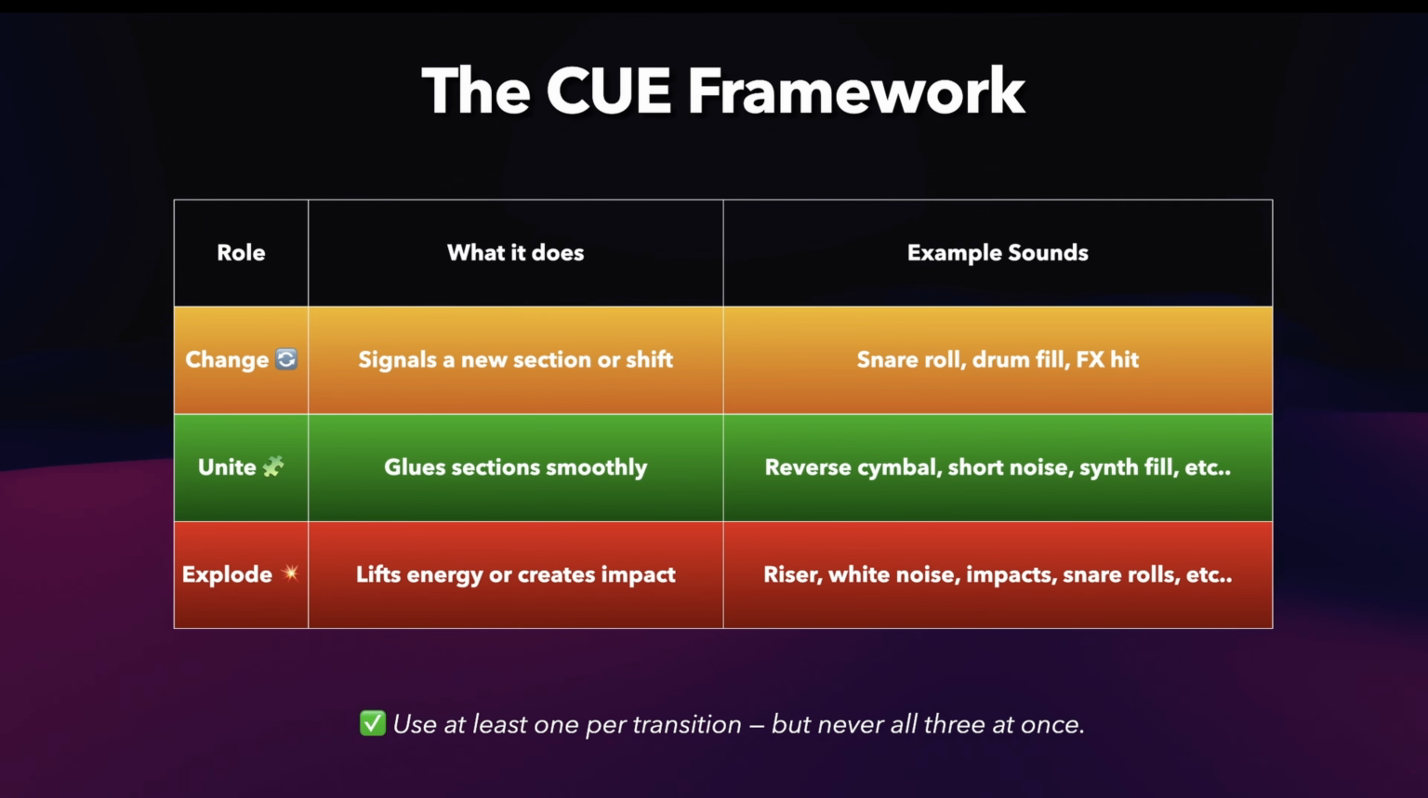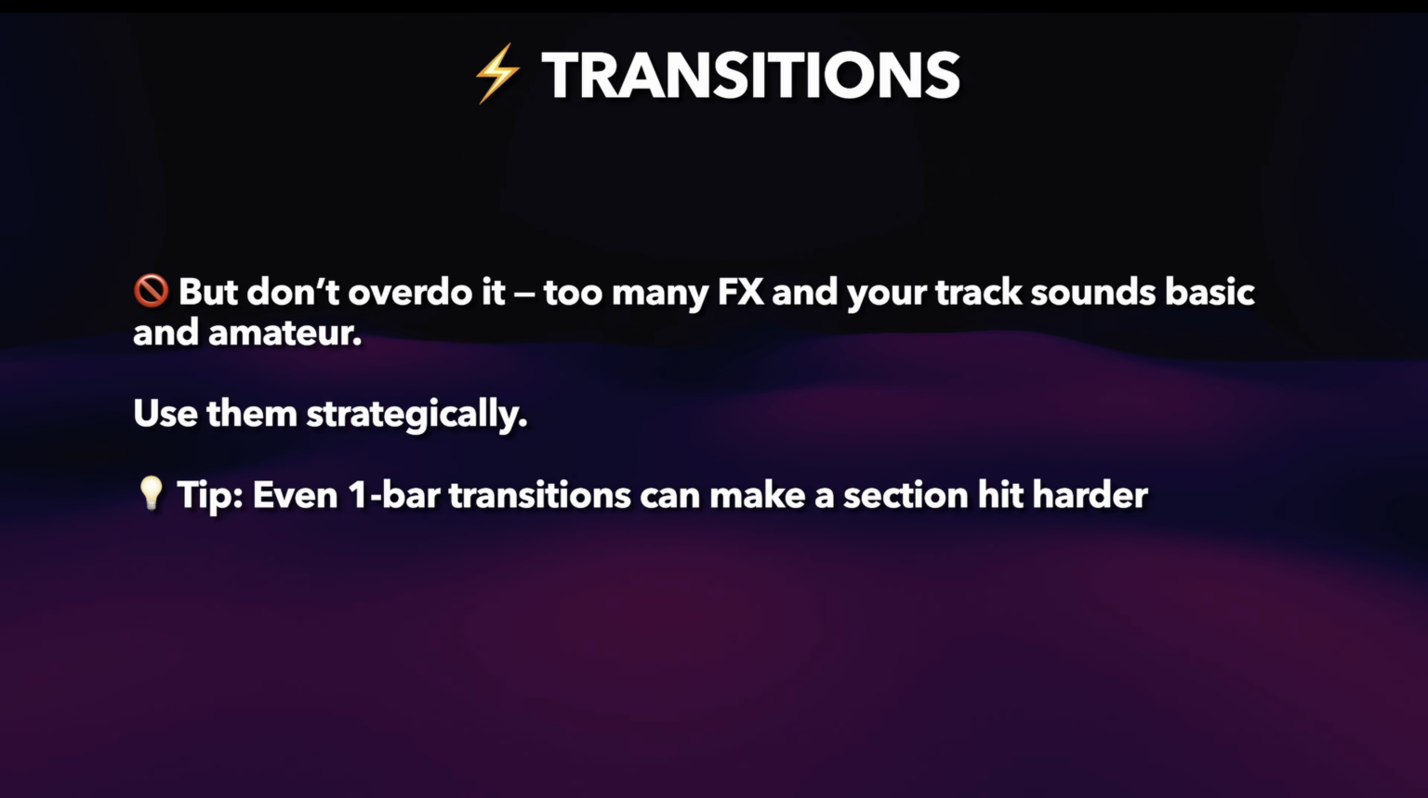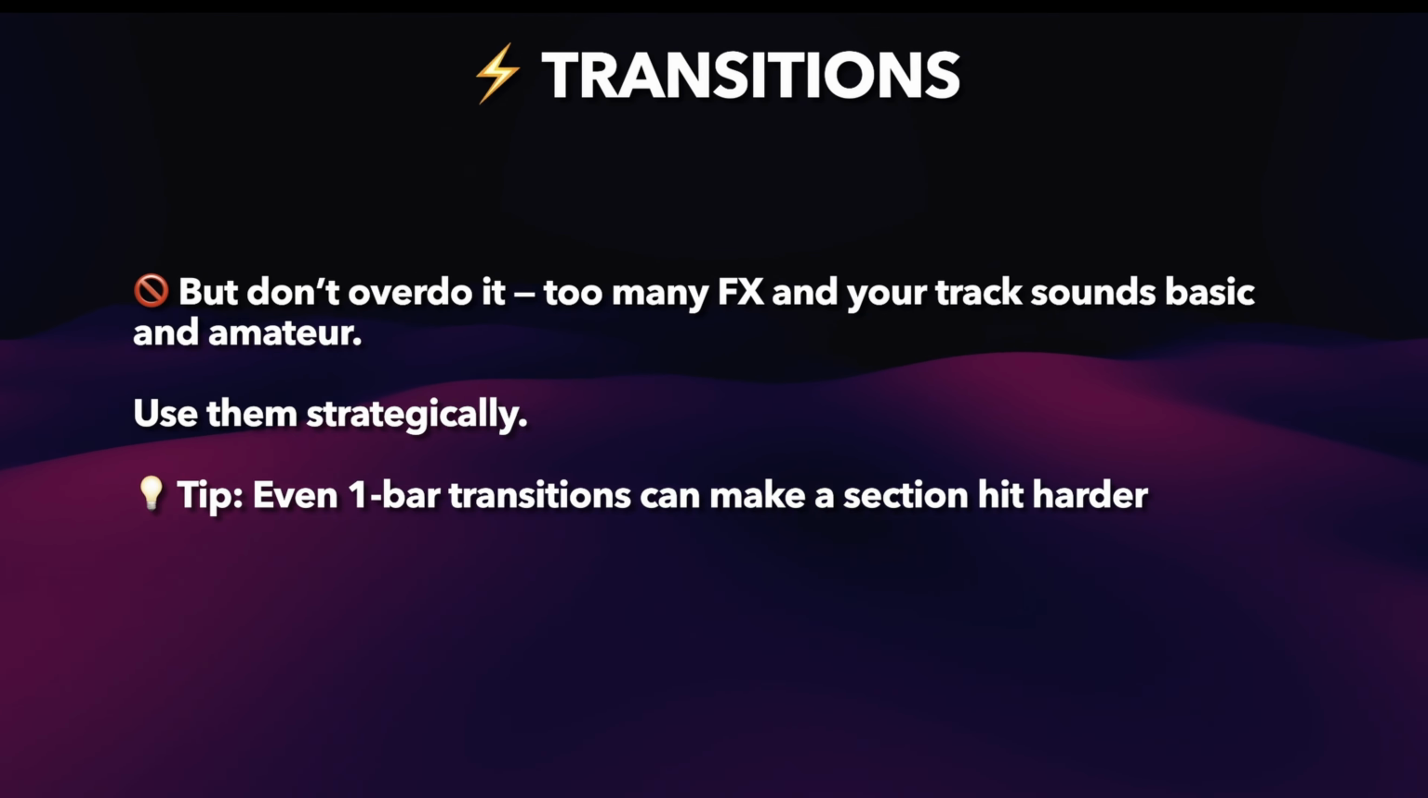The most important thing is to understand the context. So you want to use at least one per transition, but never all 3 at once. But don't overdo it. Too many effects and your track sounds basic and amateur. Use them strategically. Even 1-bar transitions can make a section hit harder.